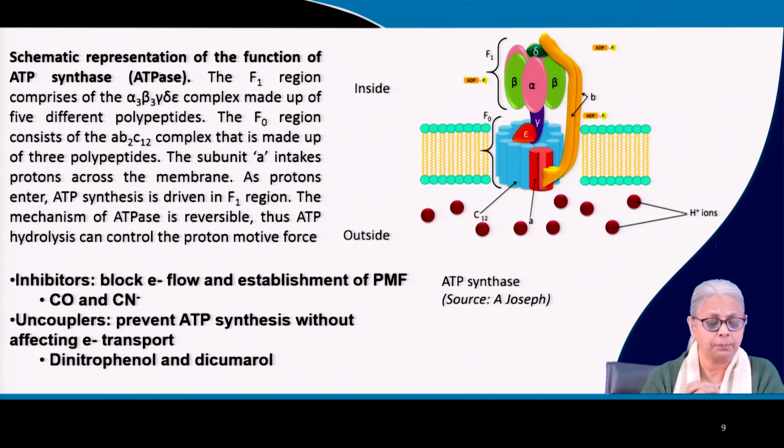Then we have uncouplers. Uncouplers are compounds that prevent ATP synthesis without impacting the electron transport chain. So there are a couple of examples here. We have dinitrophenol and dicumarol.